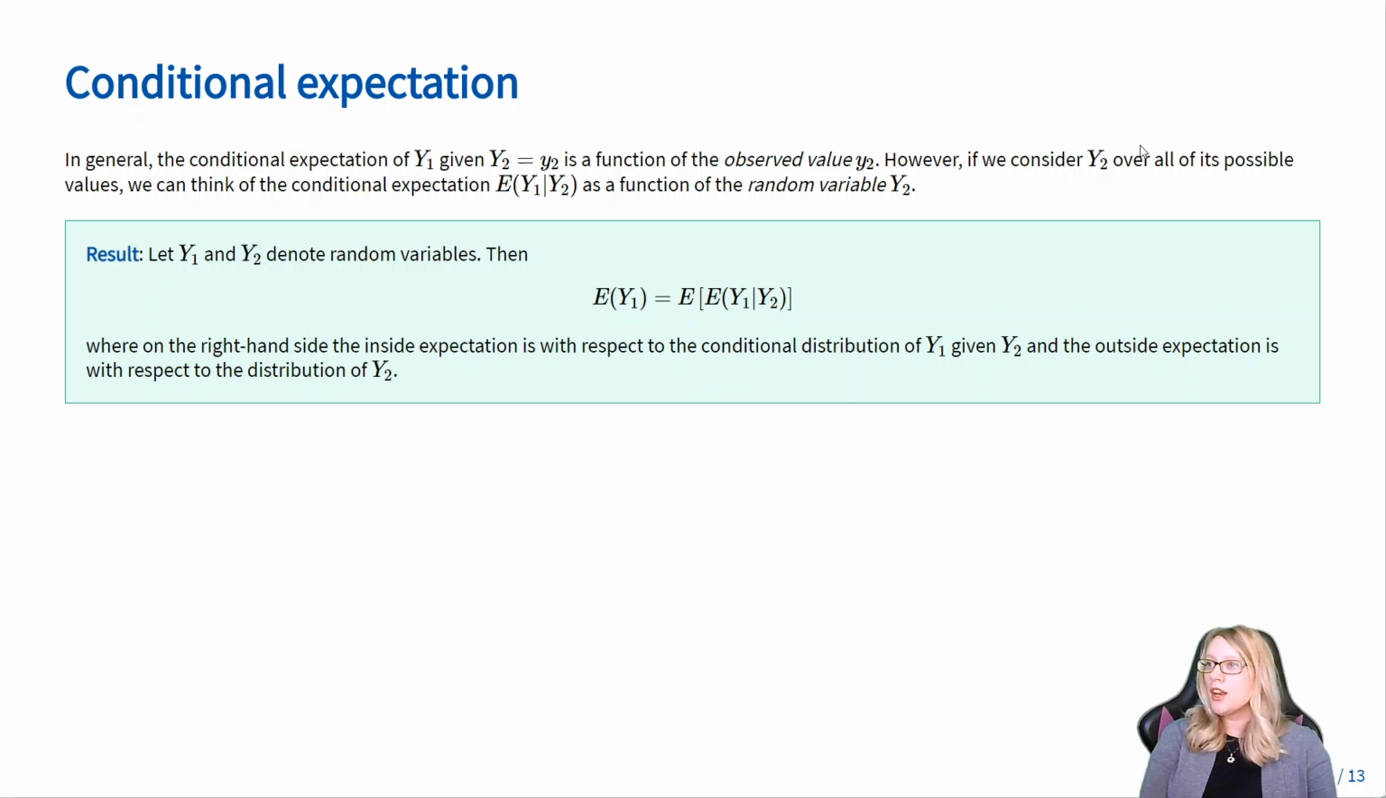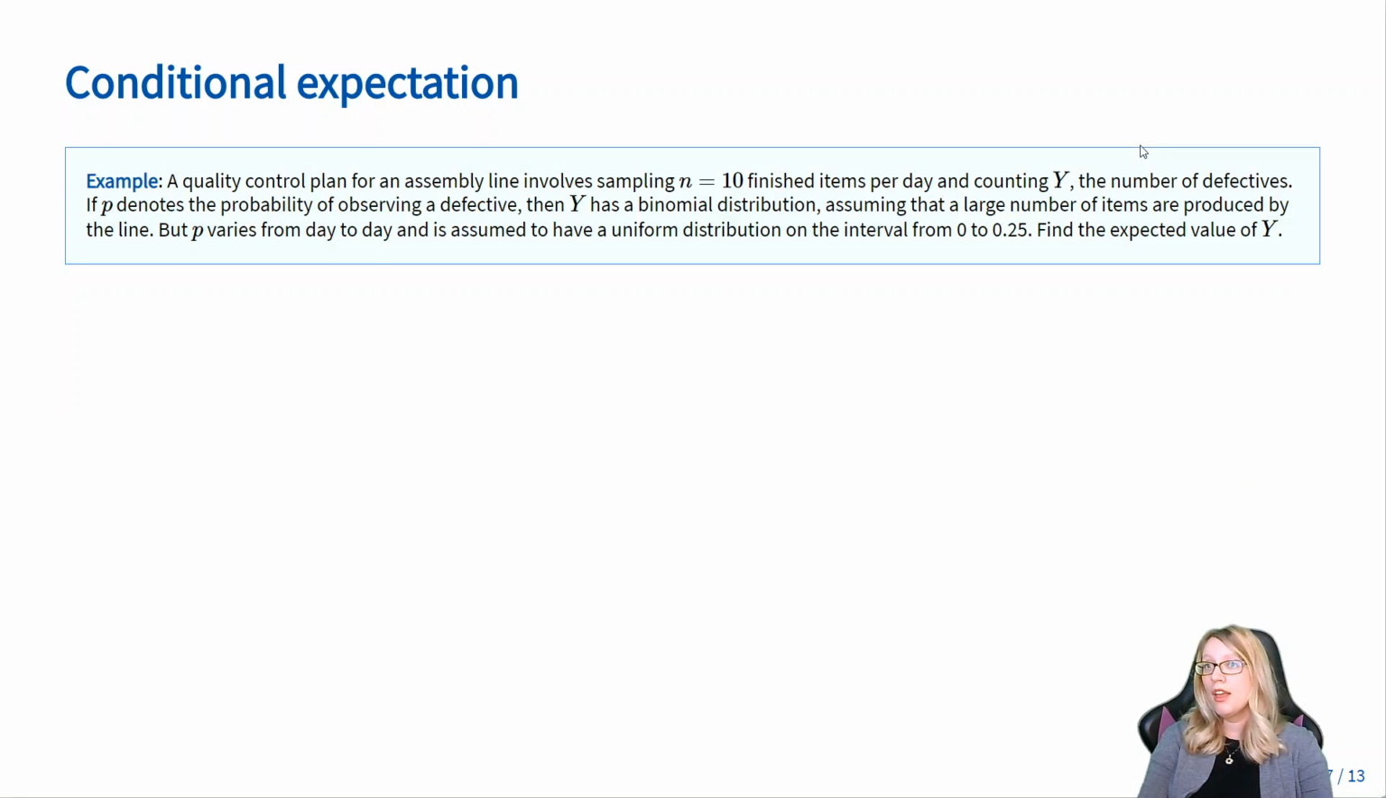If we do that, then we get kind of a neat result. So let's let y1 and y2 be random variables. Then it turns out that the expected value of y1 is the expected value of the expected value of y1 given y2. So if we take that conditional expected value, and find an expectation over it again, we get an unconditional expected value. When might you need to use something like this? Well, let's think about an example.